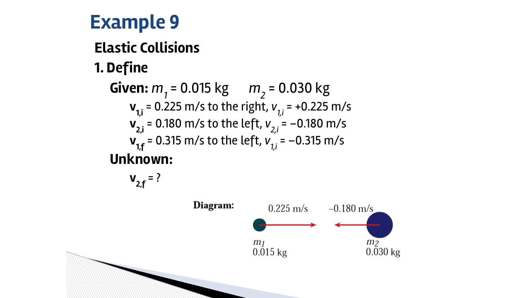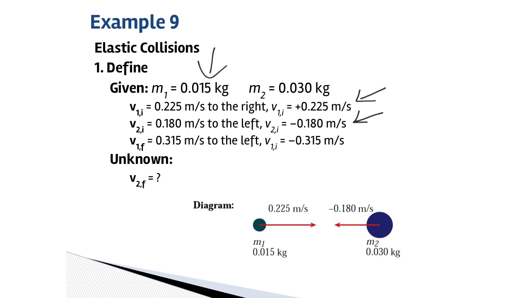So the first thing to do in these types of problems is define what you are given. First mass is 0.015 kilograms, that's the shooter marble, and the second marble has a mass of 0.03 kilograms. The first marble moves to the right at 0.225 meters per second. The second marble moves to the left at minus 0.18 meters per second. The first marble after the collision is going to be moving to the left at minus 0.315 meters per second.